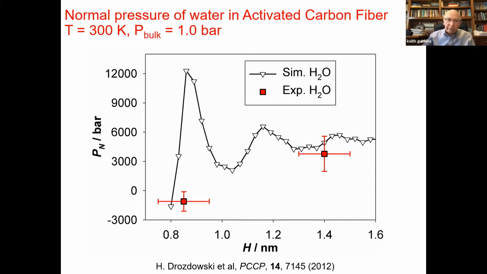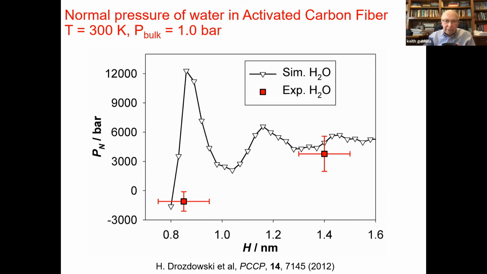This is the simulation results. And these peaks occur because of layering in the pore. So this would be a pore that just accommodates 2 layers of water molecules. And then as you make the pore larger, there's not enough room for a 3rd layer. But when you get to this critical pore width, a 3rd layer starts to form. And so you get these oscillations.